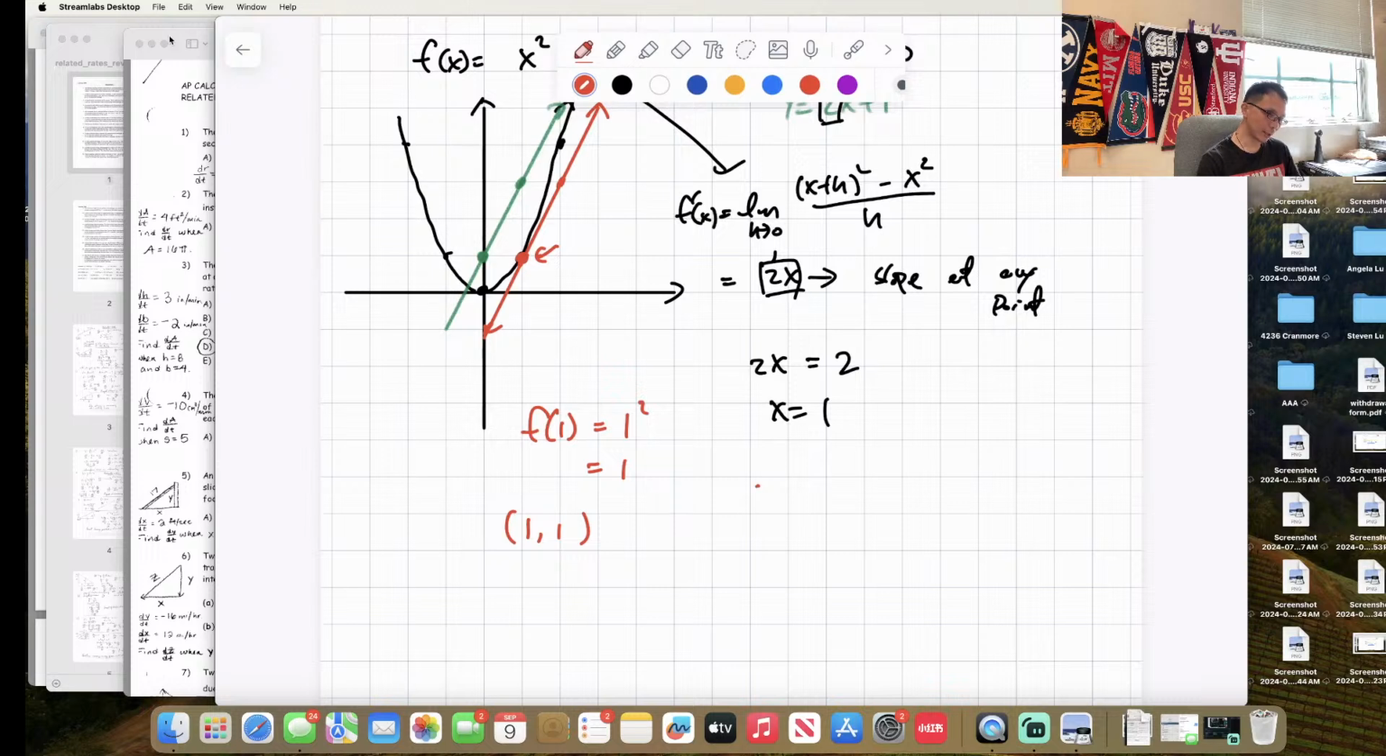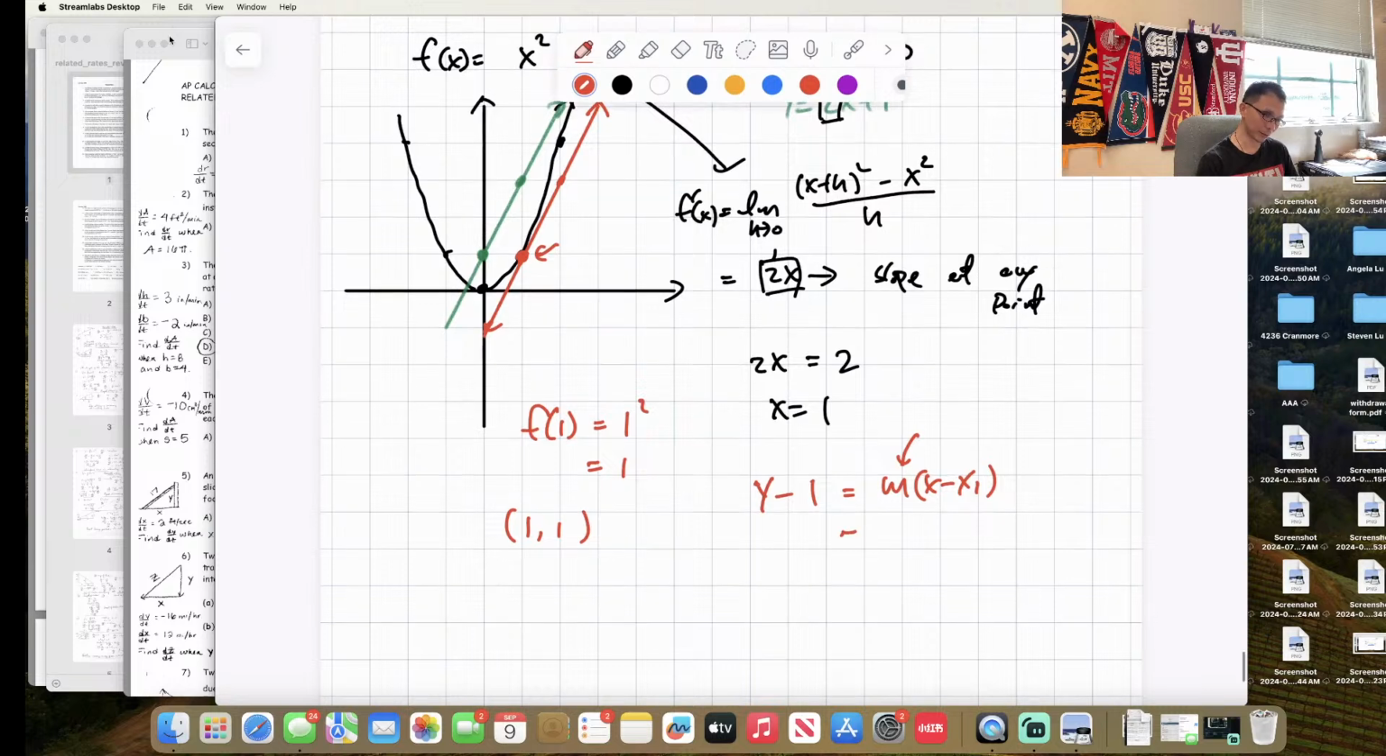Then all we have to do is y minus y1 equal to m times x minus x1. What happened to the slope right there? It's 2, so just plug in 2. So y minus 1 equals 2 times x minus 1. This is your final answer, the equation of that line.